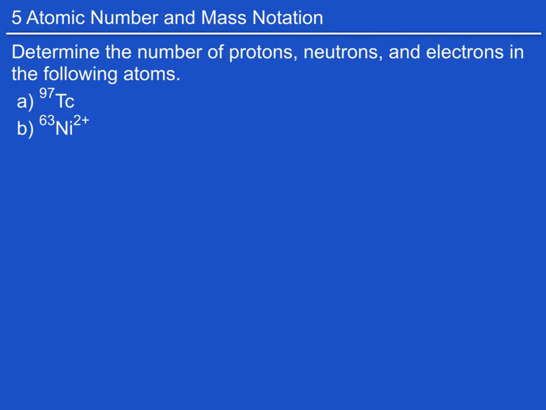So the first thing we need to do is get a little more information here. We know that it's 97, and we need to look on the periodic table. You look it up, it's number 43, so that's our Z. And we know that it's got a charge of 0, it's neutral, so we're not really going to have to worry about the charge at all there.